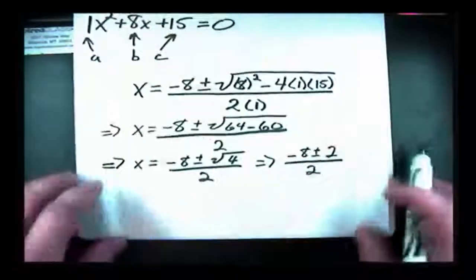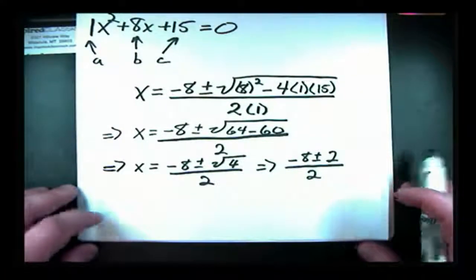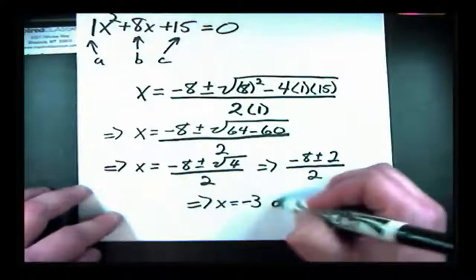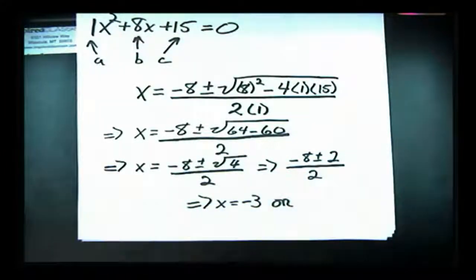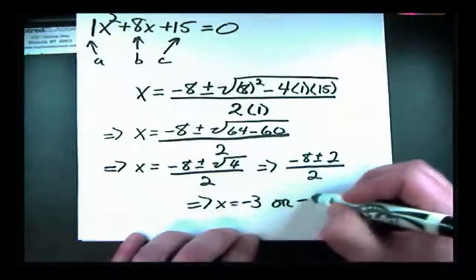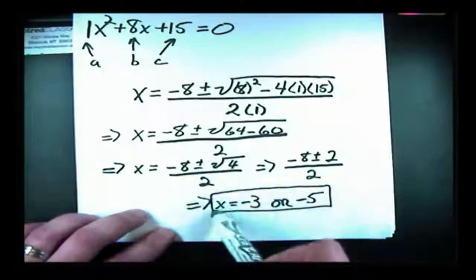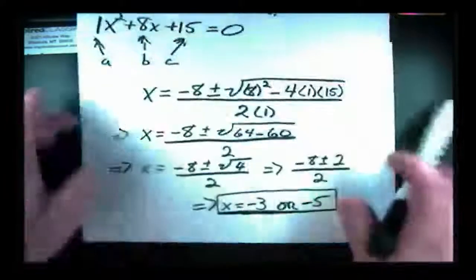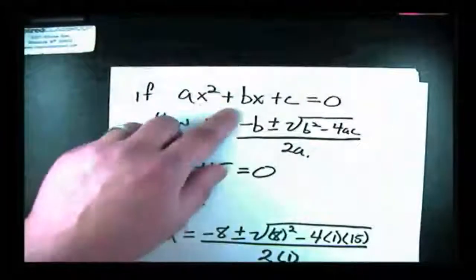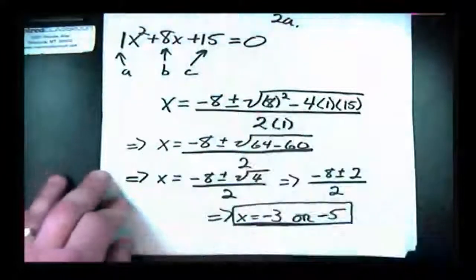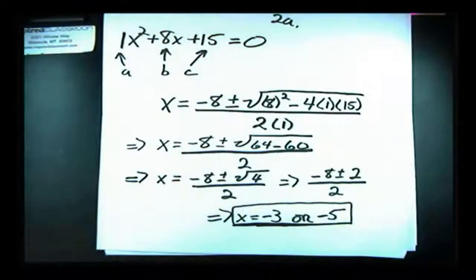So negative 8 plus 2 is negative 6, divided by 2 tells us that x is equal to negative 3, or negative 8 minus 2 is negative 10, divided by 2 is negative 5. So we get x equals negative 3 or negative 5. There we've solved the quadratic formula for this problem. It was in the form of ax squared plus bx plus c. I set it equal to 0, pulled my a, b, and c, plugged them into the formula, and then carefully, step by step, solved for what x could be. So I end up with x equal to negative 3, or x equal to negative 5.